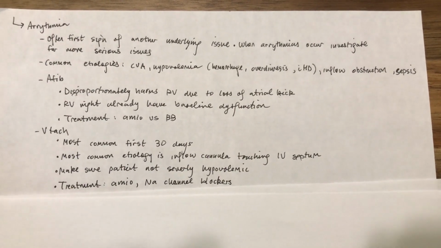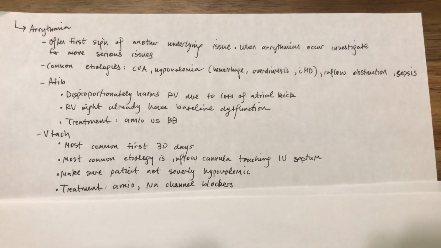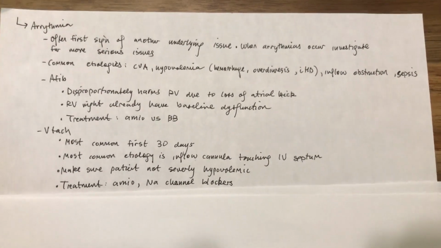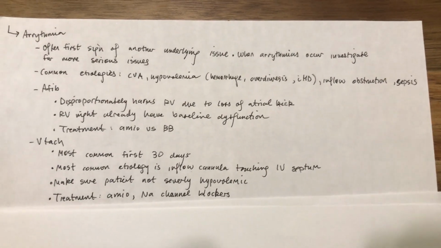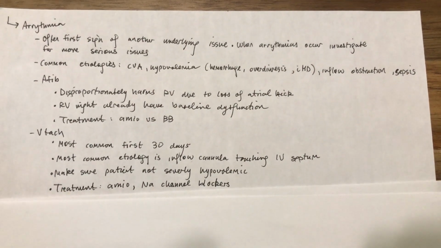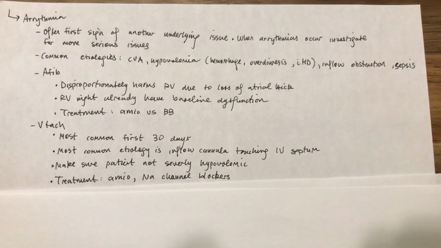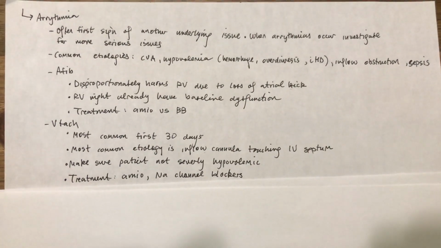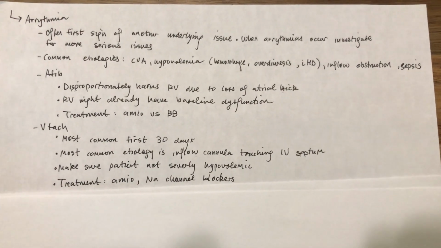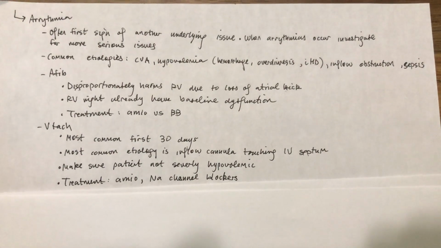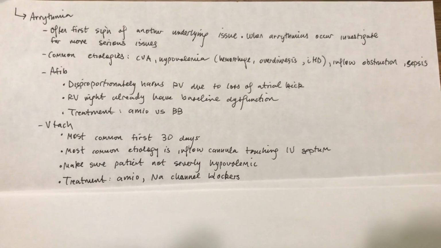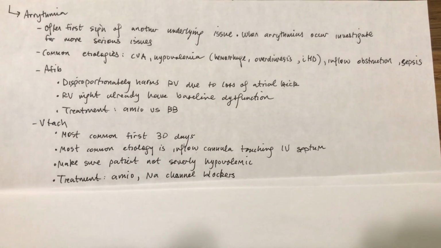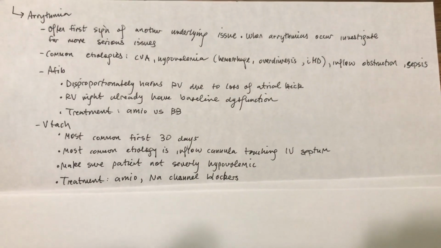They can be from strokes, hypovolemia, GI bleeds, sepsis, you name it. So don't just correct the arrhythmia and move on with your day. Any new arrhythmia should always trigger an aggressive investigation into some other underlying cause. The most common two that you see are AFib and VTAC.